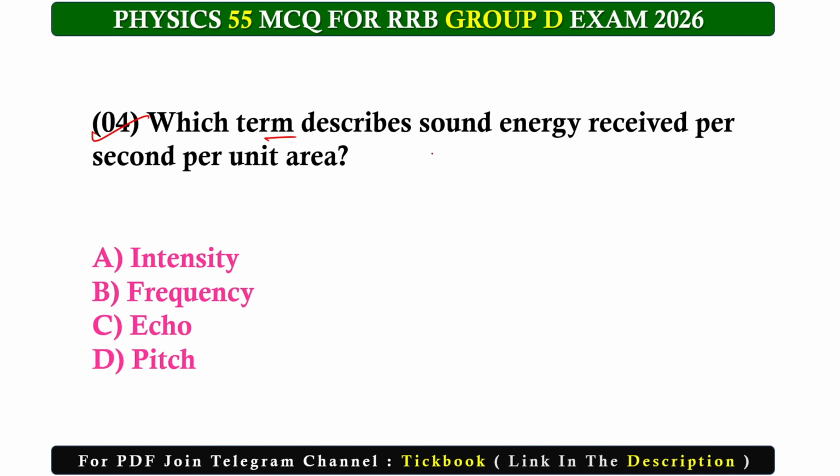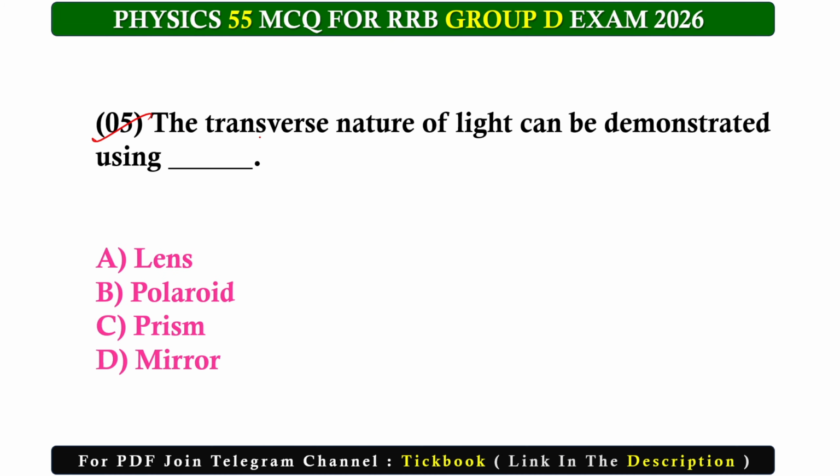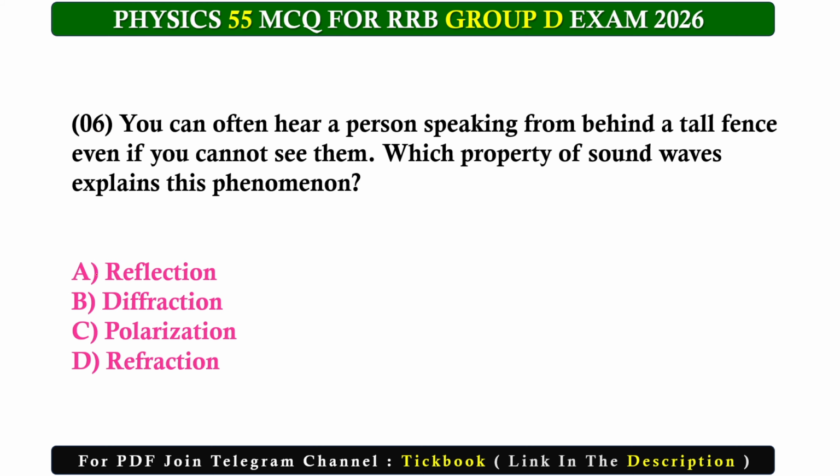4. Which term describes sound energy received per second per unit area? Option number A, intensity. 5. The transverse nature of light can be demonstrated using dash. Option number B, Polaroid.